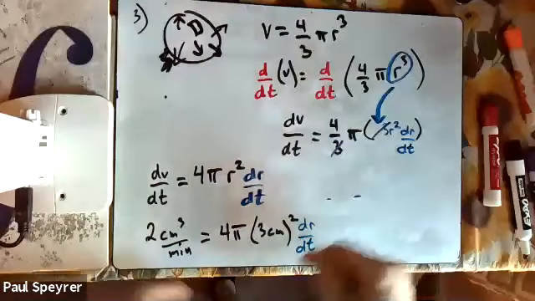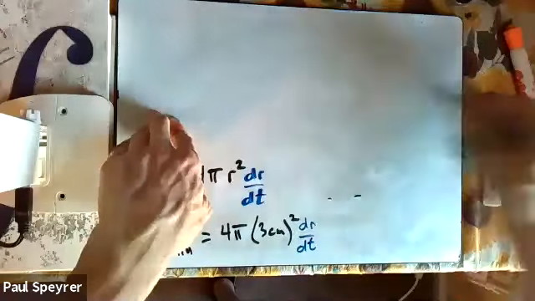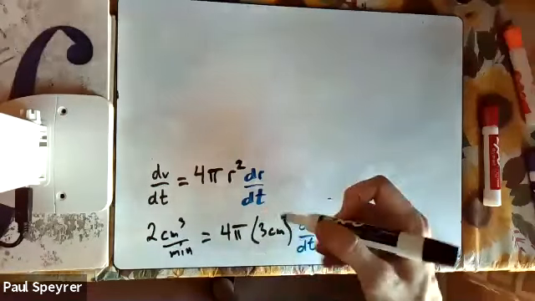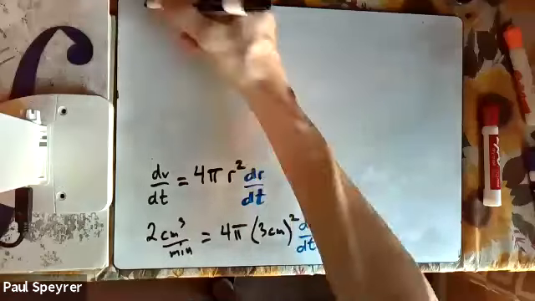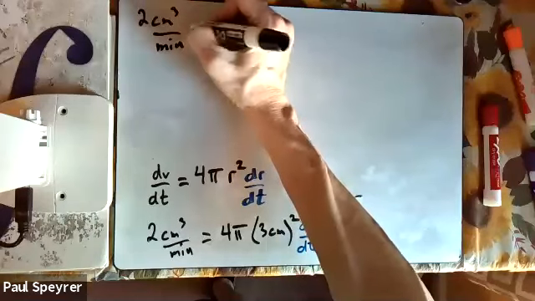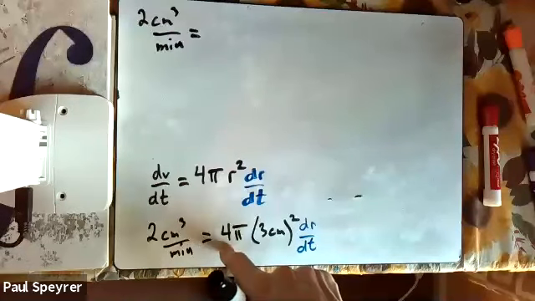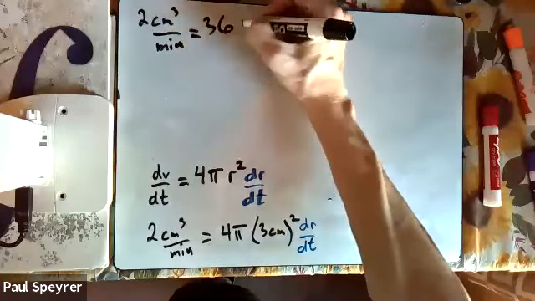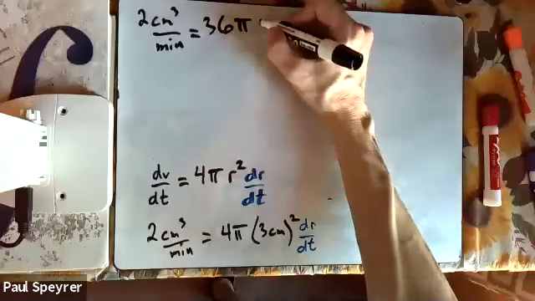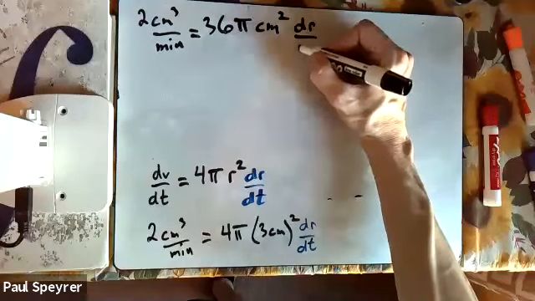So now we need to solve this thing for dr/dt, right? We basically have to isolate the blue chunk right here. Well, how do we do that? Before we get to that, though, we can multiply this out, right? This is 2 cubic centimeters per minute equals 4 pi times 9 square centimeters. What's 9 times 4 pi? That's 36 pi. And what are your units going to be? What's a centimeter squared? It's just centimeters times centimeters, which is square centimeters. And then we still have our dr/dt.